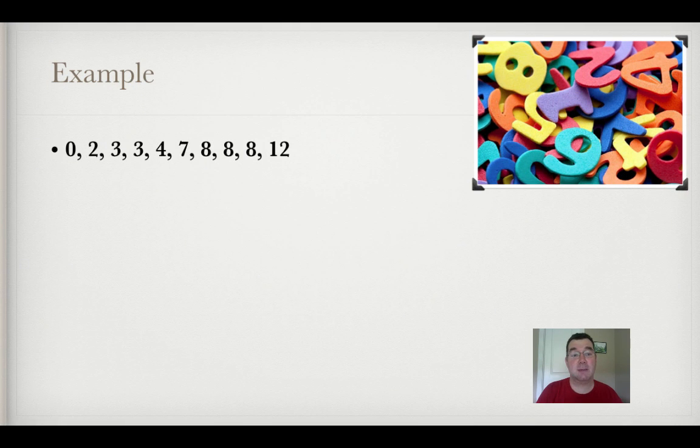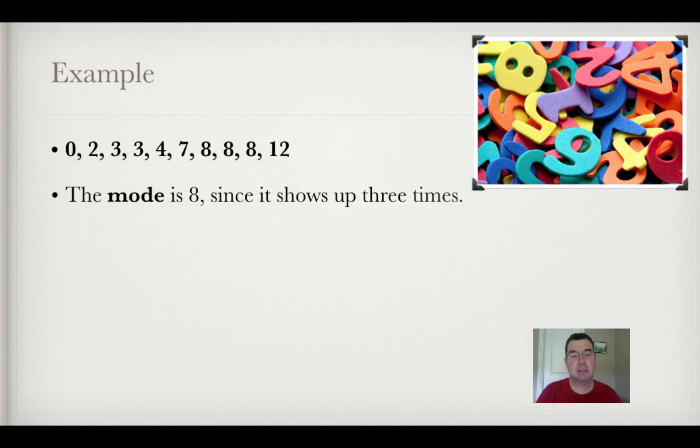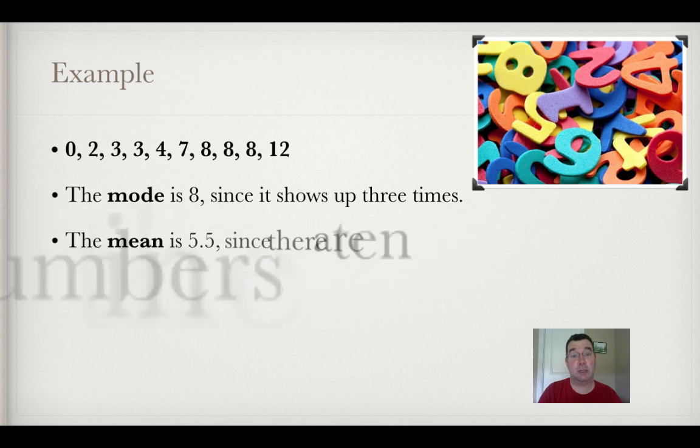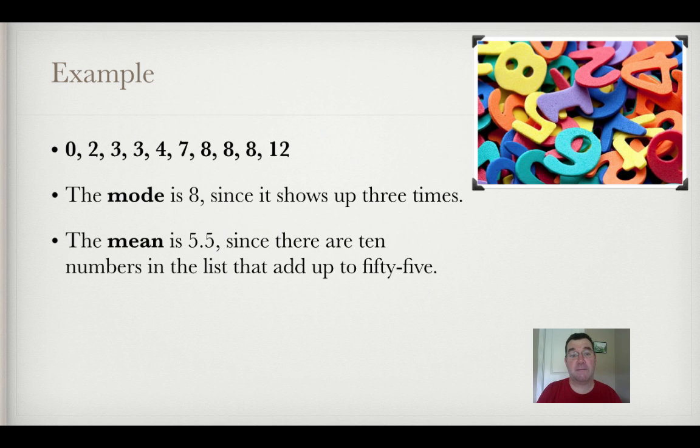We've got this list of numbers here. Looks like there are 10 numbers in that list. So the mode is 8 because it shows up 3 times, and that's more than any other number in the list. The mean is 5.5. Actually, you get 55 if you add up all the numbers together. You get 55 and divide by 10, you get 5.5.